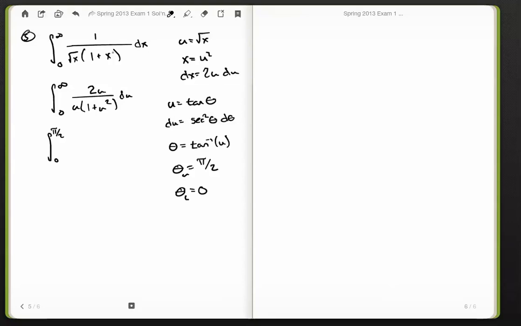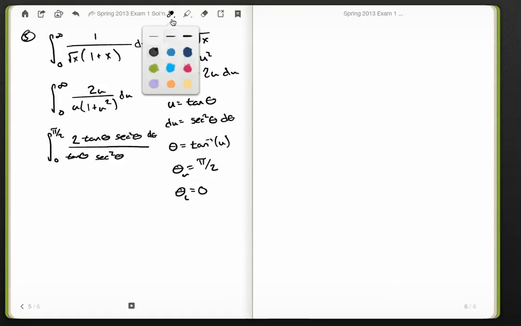Okay, so what happens now is, let's see, rewrite this thing, so this becomes 2, u is tangent of theta, and then du is secant squared theta d theta, all over u, which is tangent of theta, and then 1 plus u squared, 1 plus tangent squared. Well, 1 plus tangent squared is secant squared. All right.